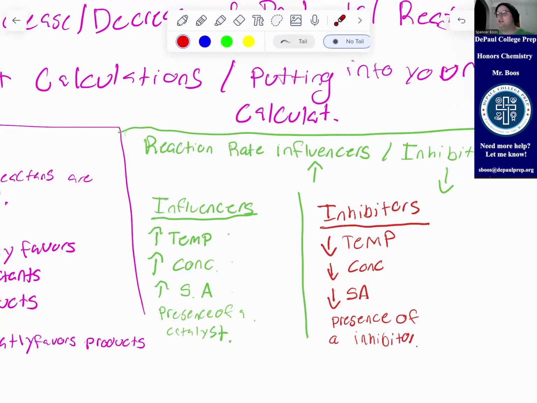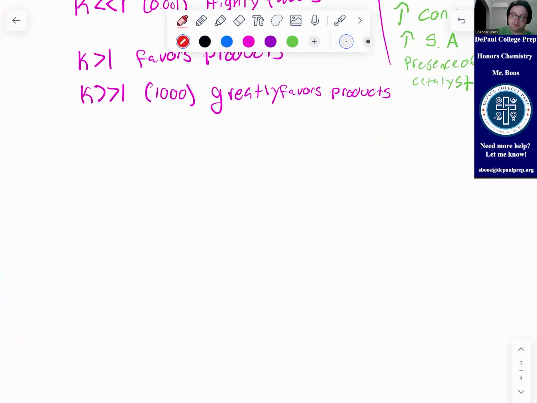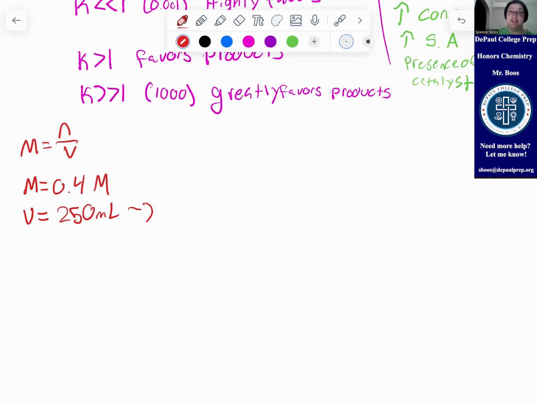Can you go over question 7 on the study guide? How many moles of H2SO4 are present in 250 milliliters of a 0.4 molar solution? Sure. So we have molarity is equal to n over V. It looks like we've got our molarity here. M is equal to 0.4 molar. Volume, of course, is equal to 250 milliliters, but we need that in liters.